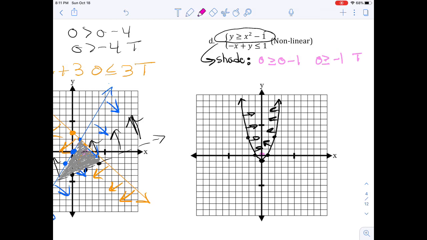Okay, now we're going to graph the line. So for the line, we need to get it in proper form. So that's going to be y less than or equal to x plus 1. I move that x over to the other side. So that's a y-intercept of 1 and a slope of 1. And again, that is a solid line.